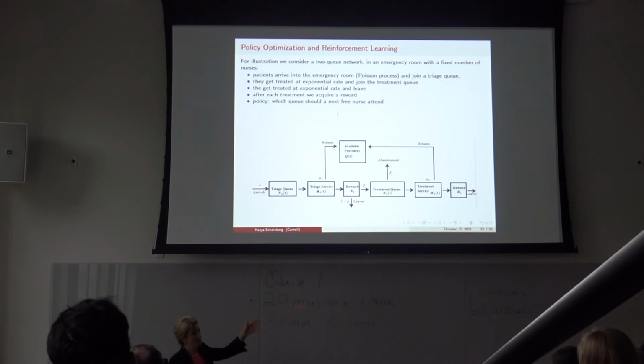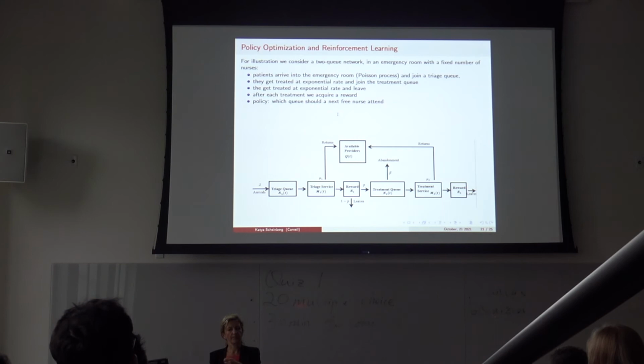And so we have a finite bank of nurses, and when they're all busy... of course if they're not all busy, then every time somebody comes in, they treat them. But the idea is that they're all busy. And the next time a nurse becomes available, that nurse should be sent either to the triage or to the treatment queue. So where do they take the next patient from? Presumably they can do both jobs. And so that's the policy, right? You have to decide. And the policy depends on the state of the system.